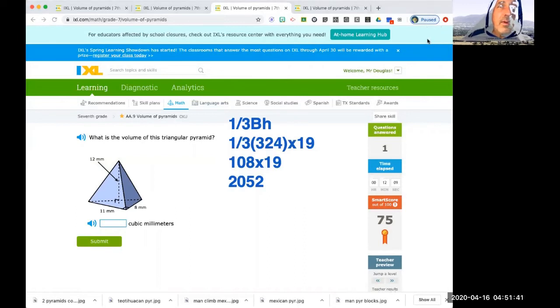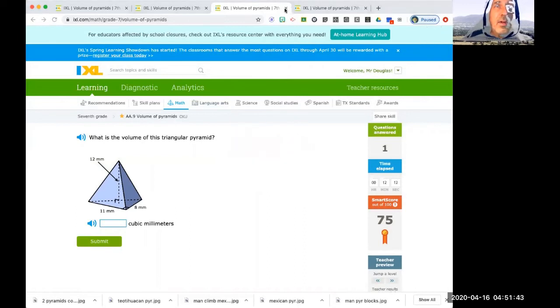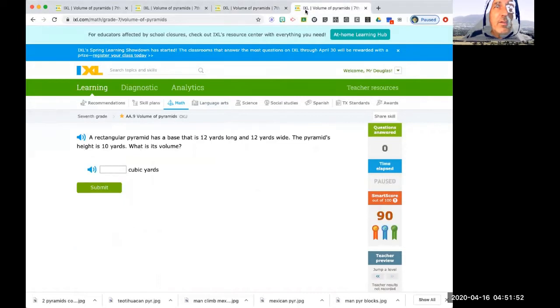I'm going to clear. We just did that, and now trying to get it. There it is. Okay. A rectangular pyramid has a base that is 12 yards long, 12 yards wide. Pyramid's height is 10. Oh my gosh.